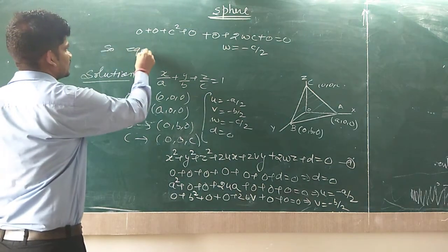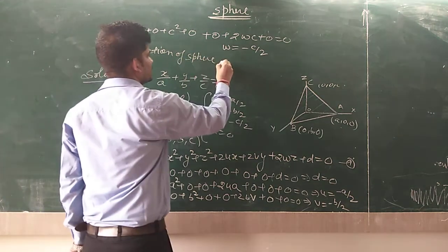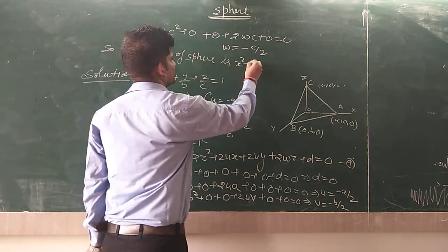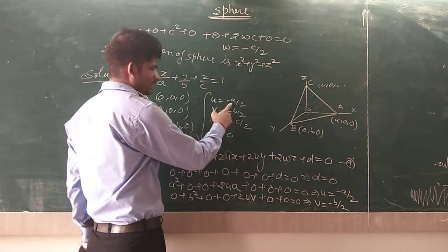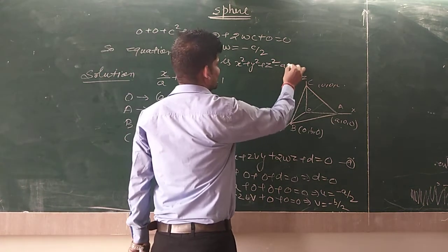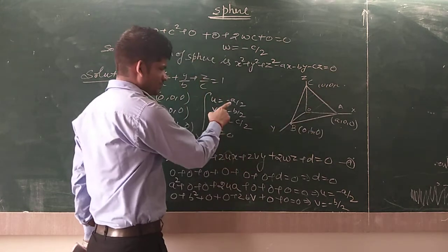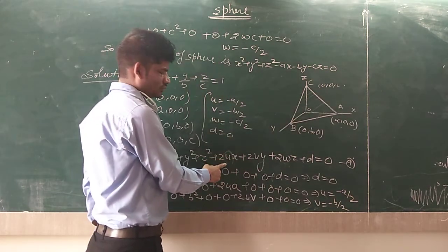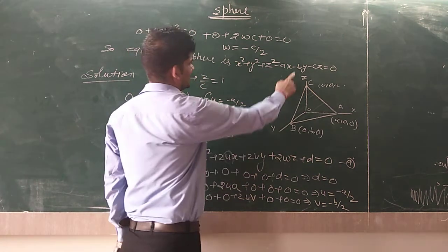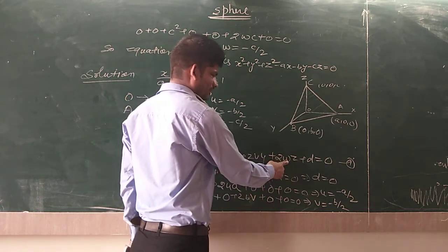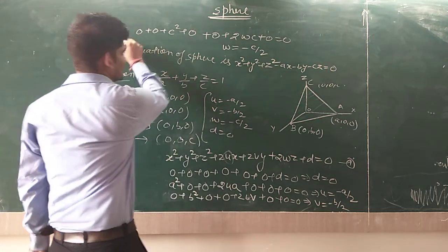So the equation of the sphere is x square plus y square plus z square, with u equal to minus a by 2, then minus ax minus by minus cz equal to 0. Putting the value of u equal to minus a by 2, the 2 cancels, and putting the value of v equal to minus b by 2, then we get minus by, and putting the value of w as minus c by 2, then we get minus cz. This is the answer of the problem.